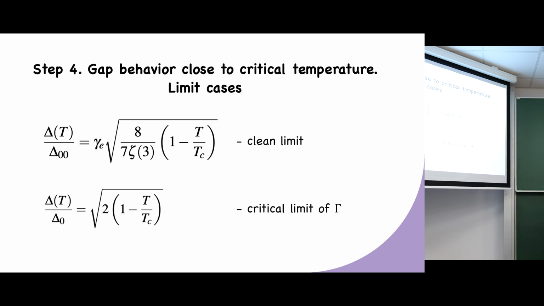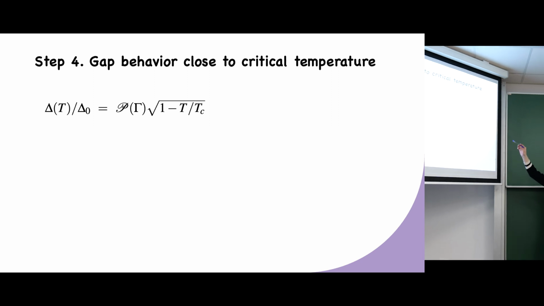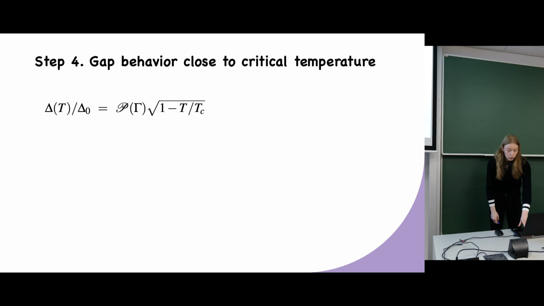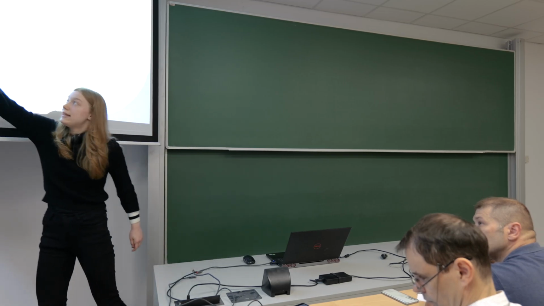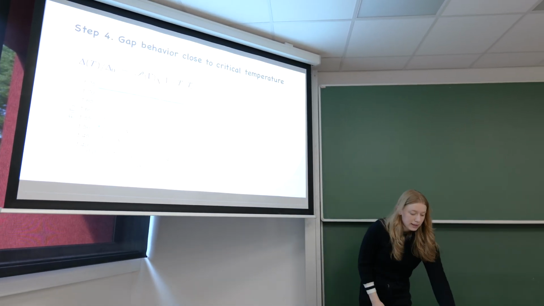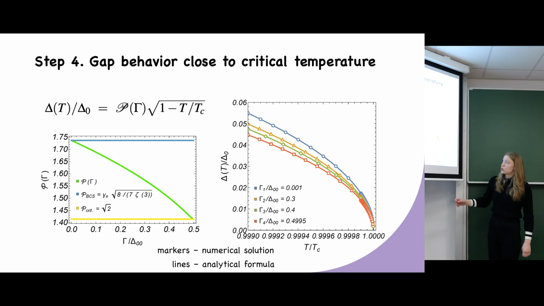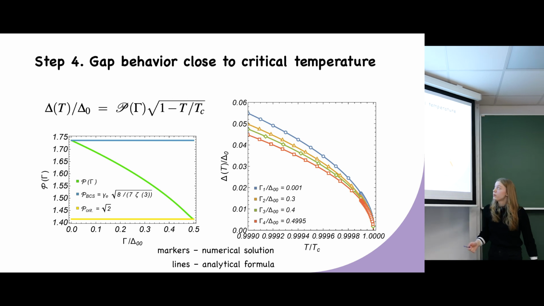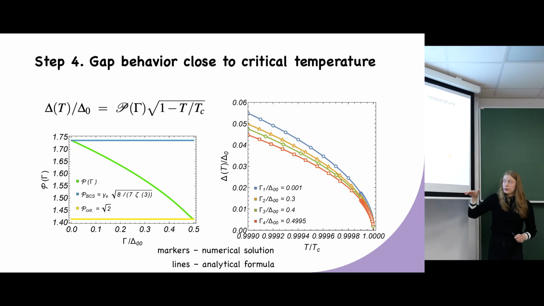Okay, now let us rewrite that analytical formula in such a form. Again, we can calculate this coefficient p numerically. So we calculate it and look how it behaves depending on gamma. We see it decreases with increasing gamma. So what does it mean? It means that if we draw the dependence of delta on temperature, we expect the slope of the function to flatten with increasing gamma. So let us look at this picture.